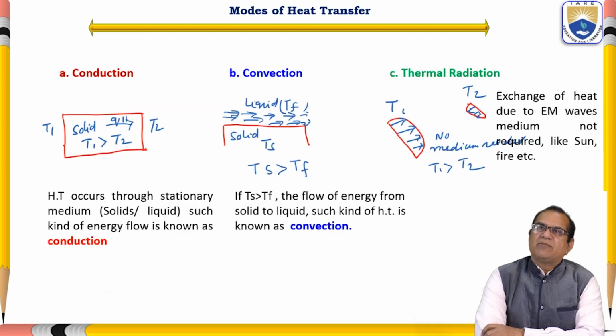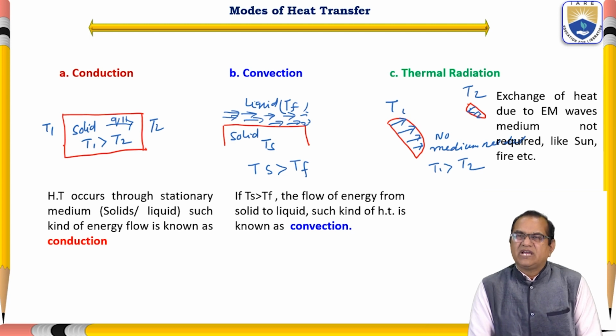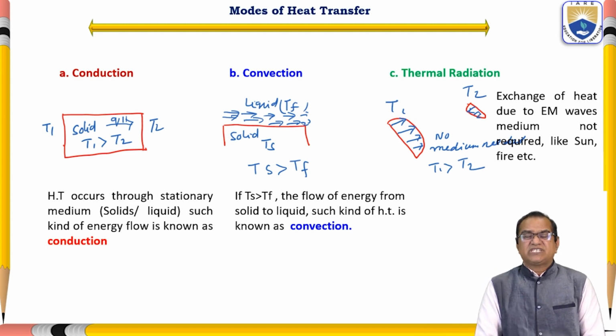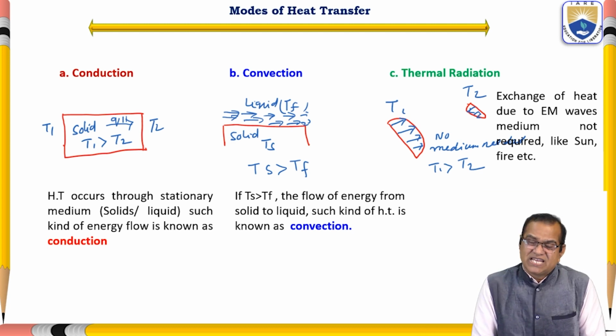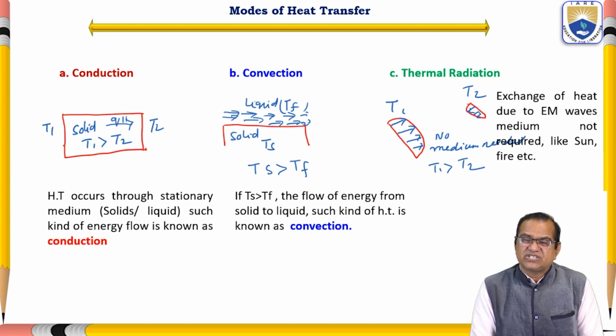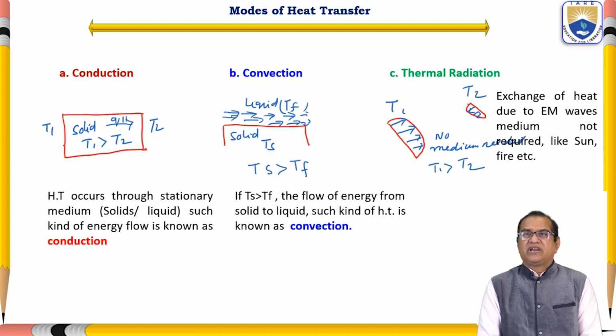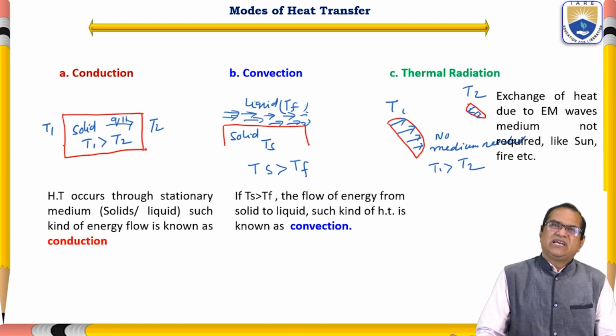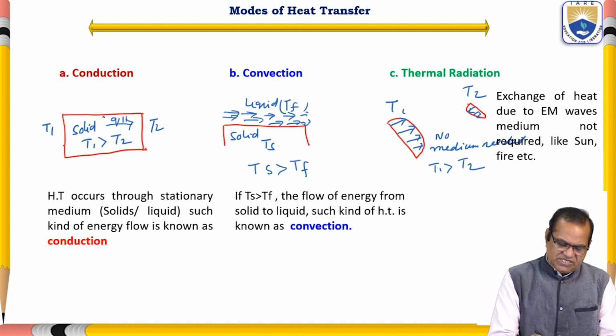Now we will be discussing modes of heat transfer. We discussed in my first lecture of heat transfer that we have three modes of heat transfer: A is conduction, B is convection, and the third is thermal radiation. I will first discuss conduction, which mostly happens in solids and also in liquids, but solids are more prominent.